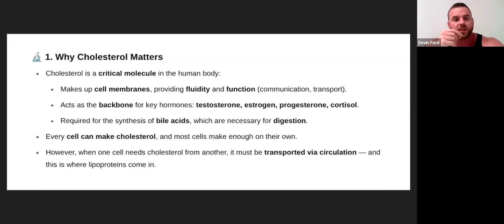Plasma is water, so cholesterol needs to be transported there. It can't go in the water by itself. It's too afraid, so it needs a friend. The lipoprotein is what carries it around. That's what's important. Cholesterol is super important for everything. If we need cholesterol bounced cell to cell, we need to transport it using lipoproteins.